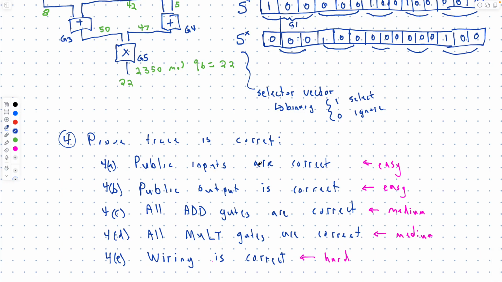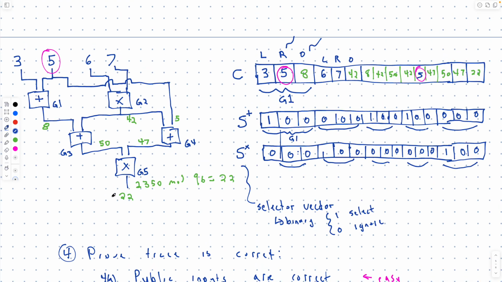For public outputs, it's the exact same thing. I figure out where it is. So it's the output of G5. So I find where G5 is. I find where the output of G5 is. Okay? It's probably going to be the last thing in my array, but if I number the gates weird, maybe it's not. And then I ask the prover to open up that value. Open it up, show me that it's a 22 there.